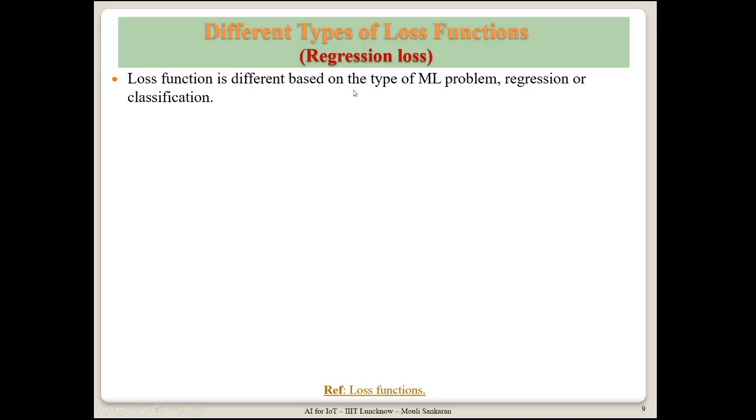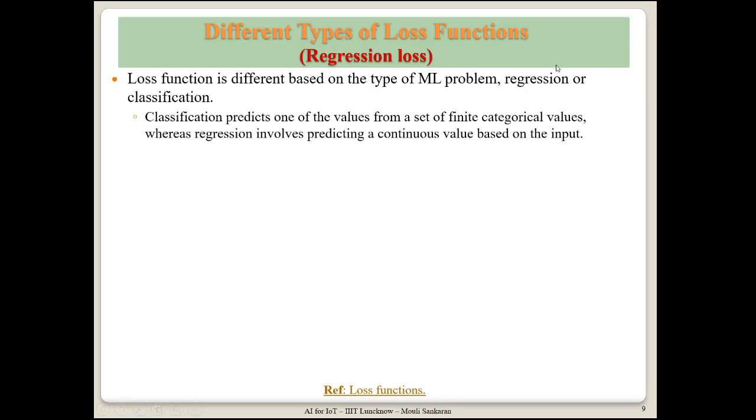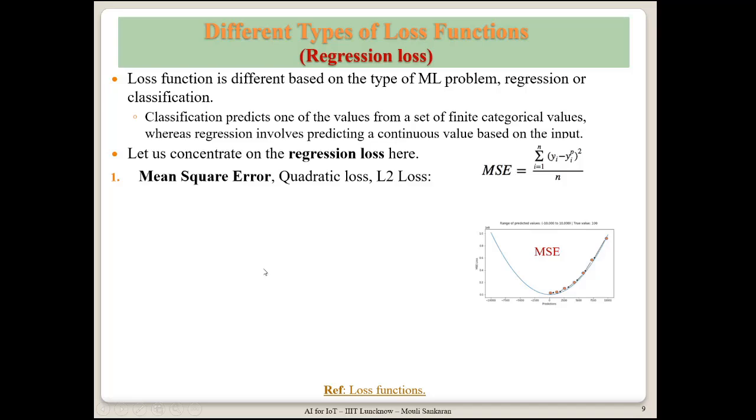The loss function is different based on the machine learning problem that you have, either regression or classification. Classification is what I showed you in the overfit or underfit example. But we are going to bother about regression. Let us come to classification later on. So there are methods, like mean square error, which you might have heard.